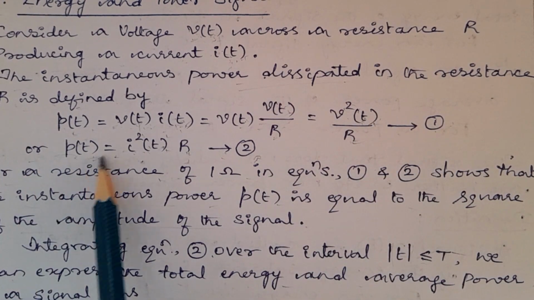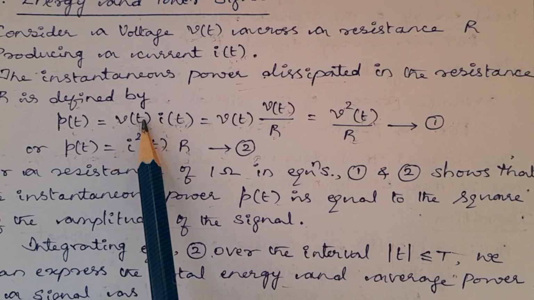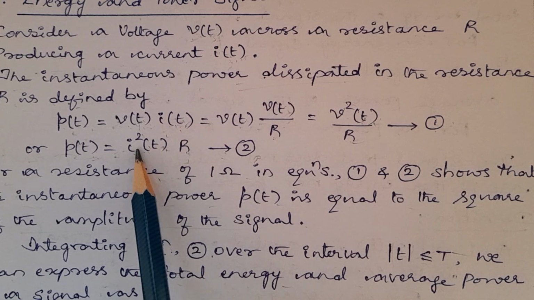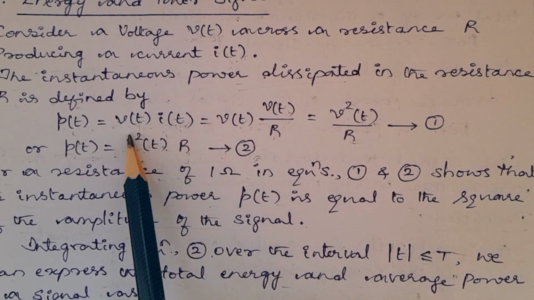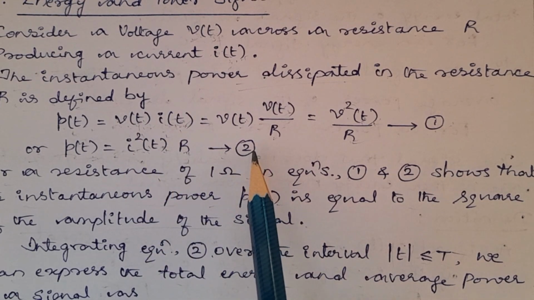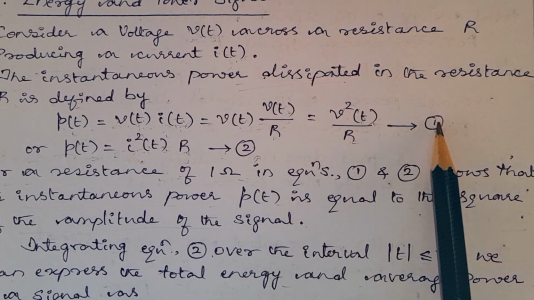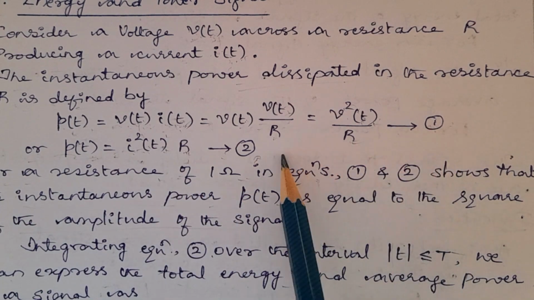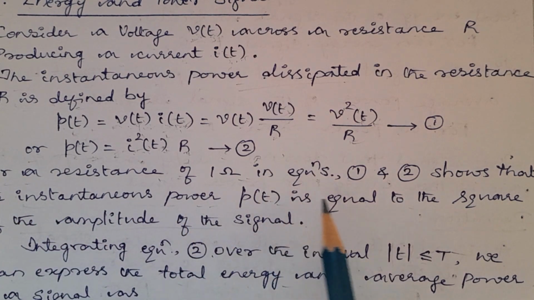Or P of t equal to, we know Ohm's law, V of t equal to I of t into R. So here I of t into I of t is I square of t into R. Call it equation number 2. For a resistance of 1 ohm in each equation, equation 1 and 2 show that the instantaneous power P of t is equal to the square of the amplitude of the signal.